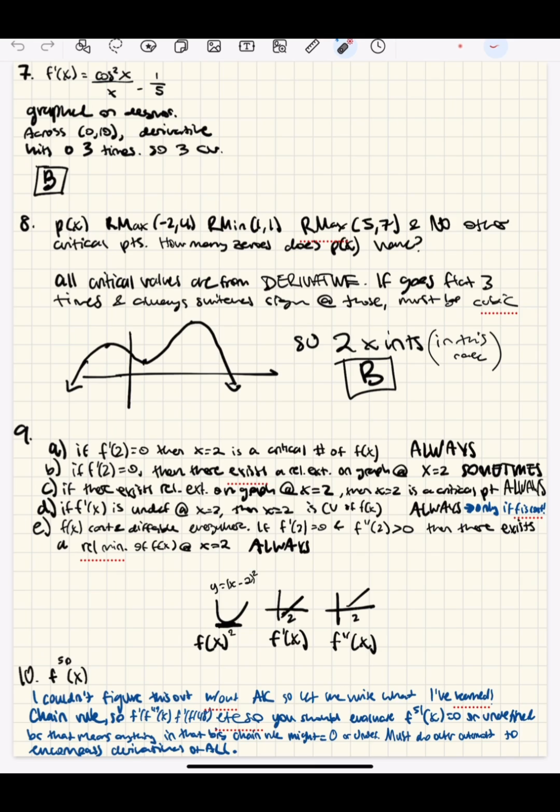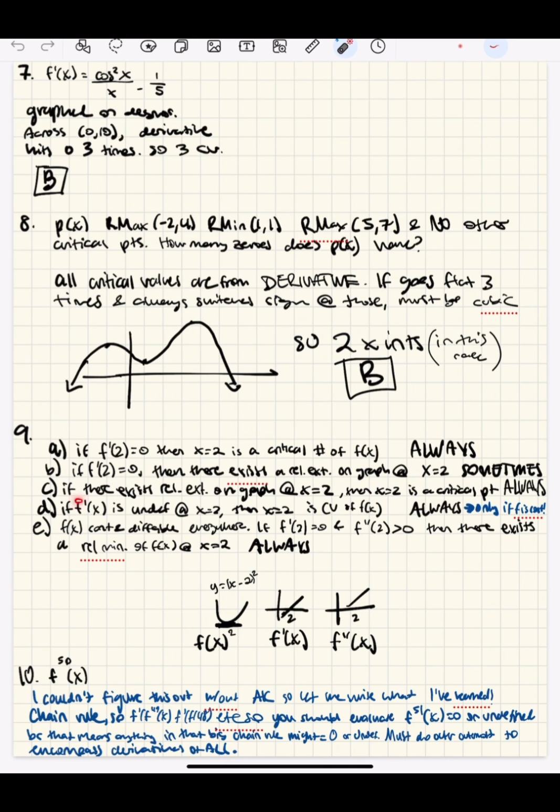So C says, if there exists a relative extremum on the graph of f of x at x equals 2, then x equals 2 is a critical point. So this is sort of going the other way. It's sort of like the square and rectangle thing. B was saying that if f prime of 2 is 0, then there is a relative extremum. Here, if there's a relative extremum at x equals 2, then x equals 2 is always a critical point. That's true. Before, it was saying if f prime of 2 is 0, which would mean if 2 is a critical point.